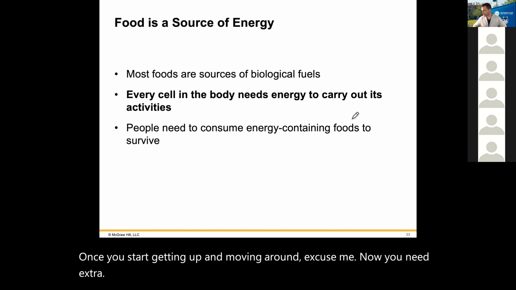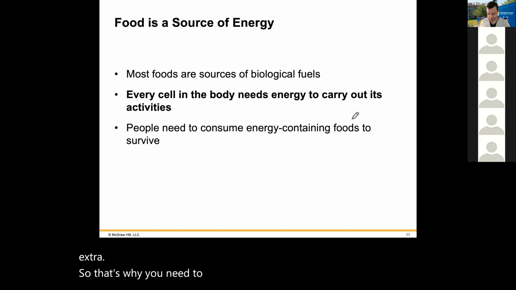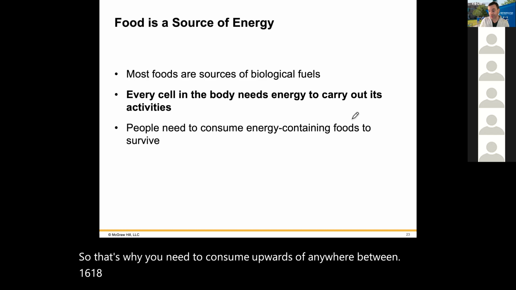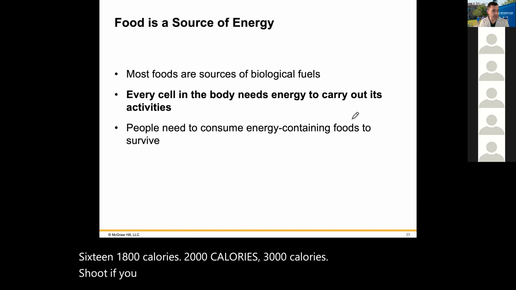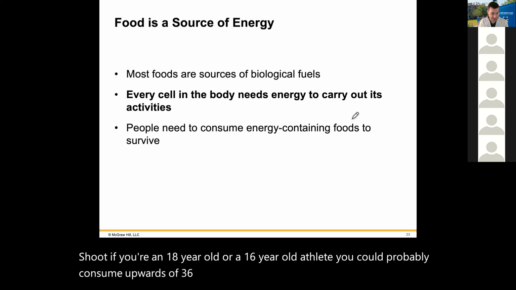Okay, so that's why you need to consume upwards of anywhere between 1,800 calories, 2,000 calories, 3,000 calories. Shoot, if you're an 18-year-old or a 16-year-old athlete, you can probably consume upwards of 3,600, 4,000 calories. So it depends on what you do in your life.